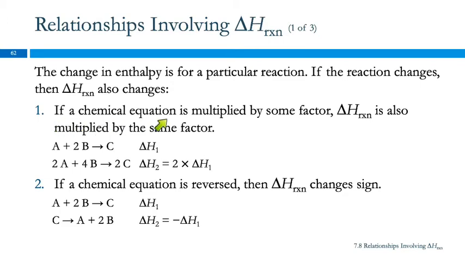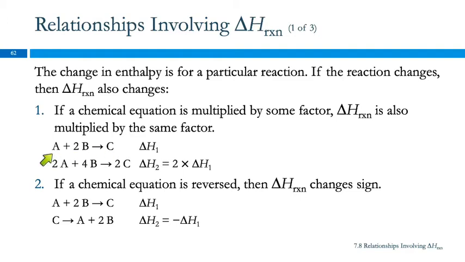So if a chemical equation is multiplied by some factor, then delta H is also multiplied by the same factor. When we balanced redox reactions using the half reaction method, we took those individual half reactions and multiplied them by a factor to end up with equal numbers of electrons, right? So that's the sort of thing you might have to do.